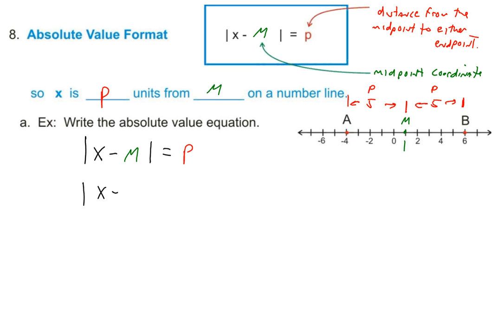So what is M? M is a 1. What is P? P is a 5. Oh, I wanted to write that last one in red. Stay with my colors. Right. Hey, we just wrote the absolute value. Now get this. All right, big concept.